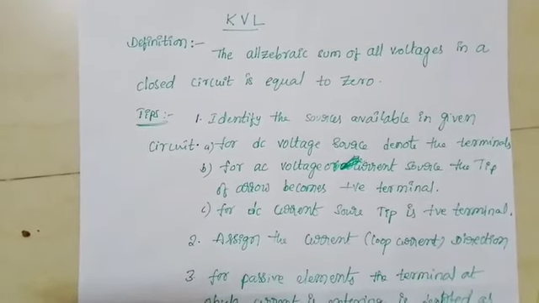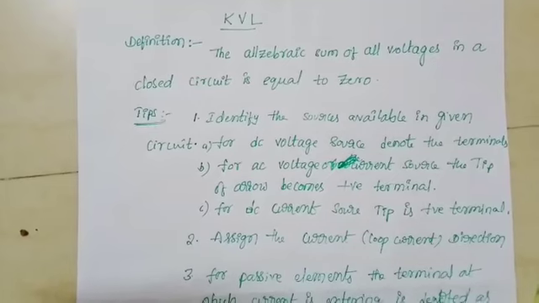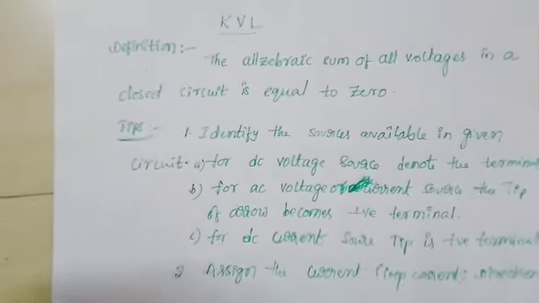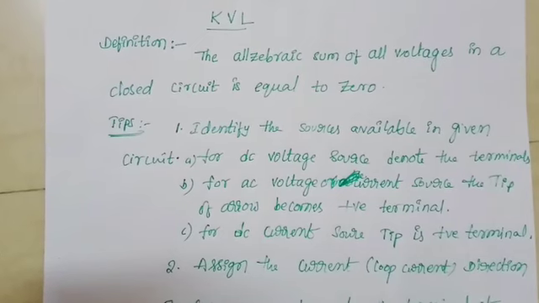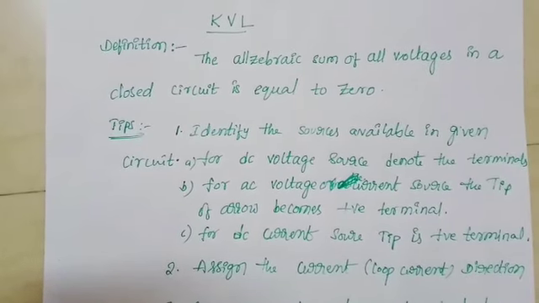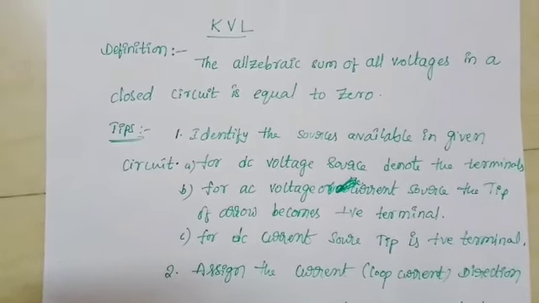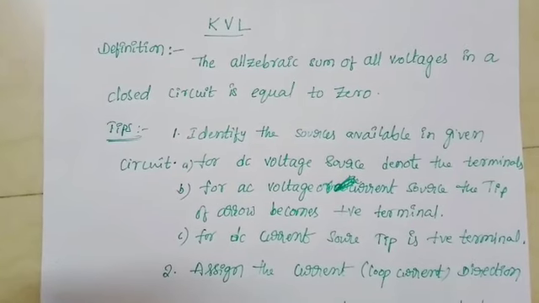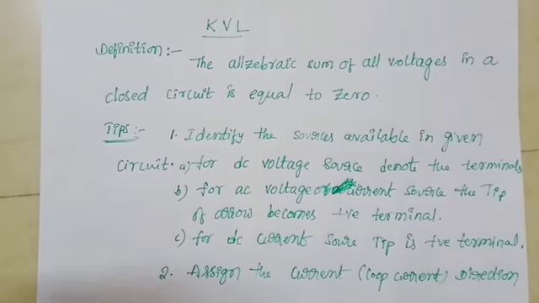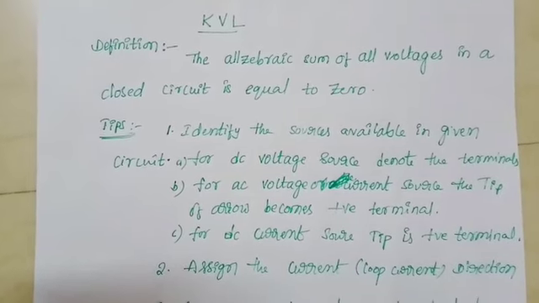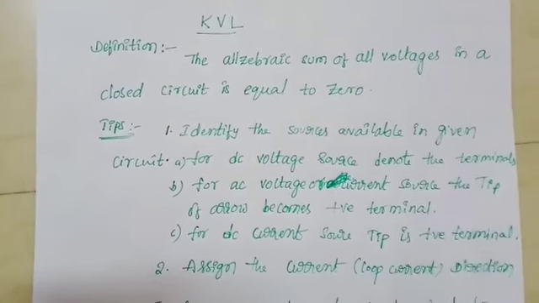In this lecture, I am going to explain Kirchhoff's voltage law. Coming to the definition of KVL, the algebraic sum of all the voltages in a closed circuit is equal to 0. Right? So, in order to write the KVL, what are the tips we are supposed to follow to write the proper KVL equation for any given circuit?